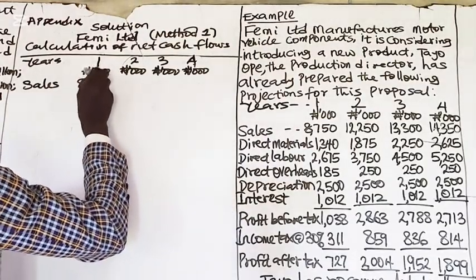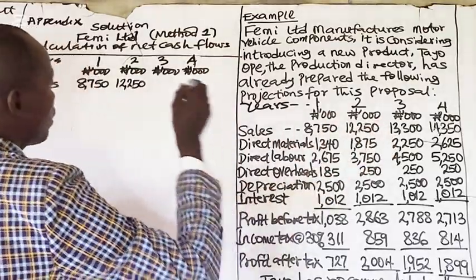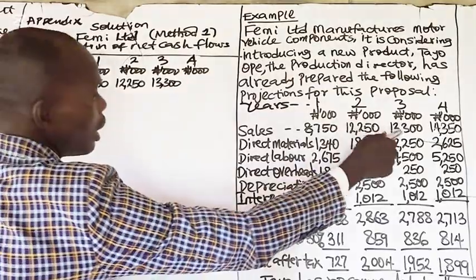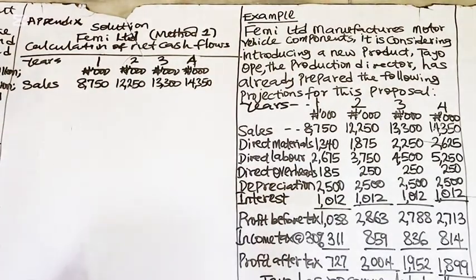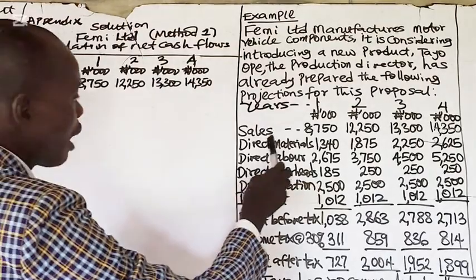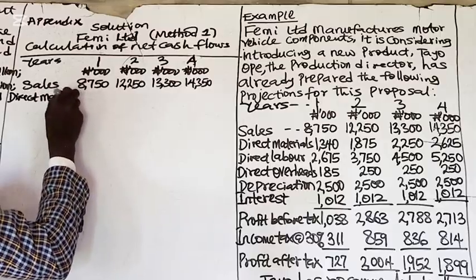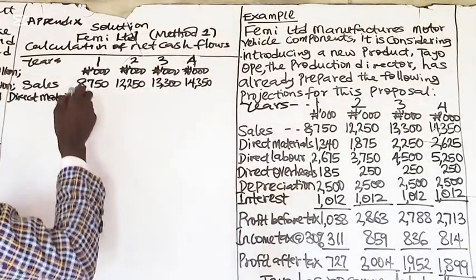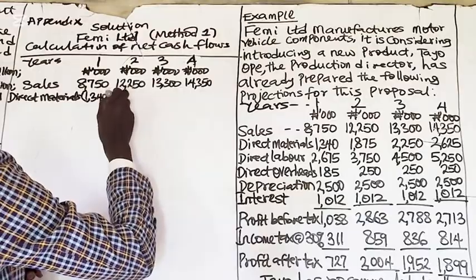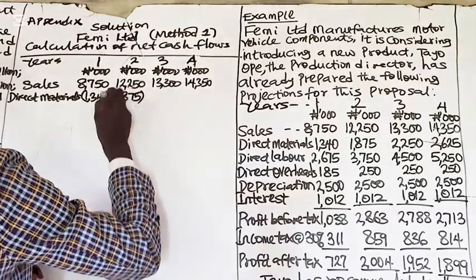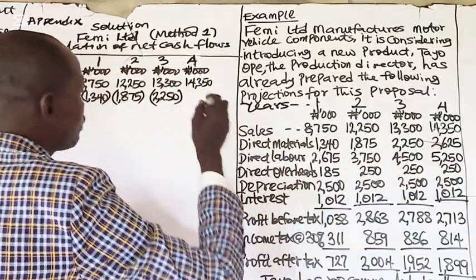Sales: 8,750,000, 12,250,000, 13.3 million, and 14,350,000. These are the sales for each of the years 1, 2, 3, and 4. Then we have direct materials. These are costs, outflows: 1,340,000, 1,075,000, 2,250,000, and 2,625,000.